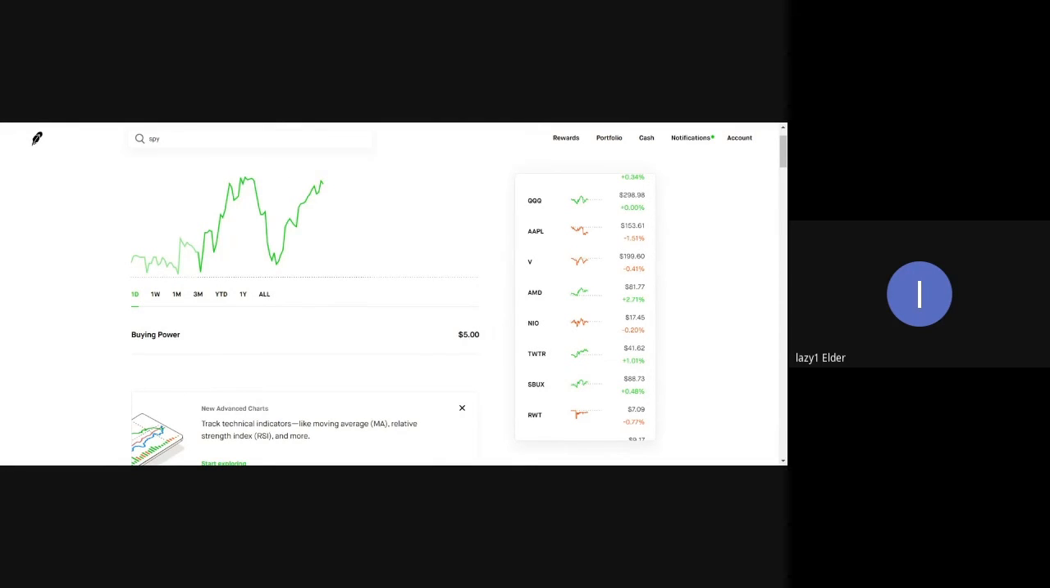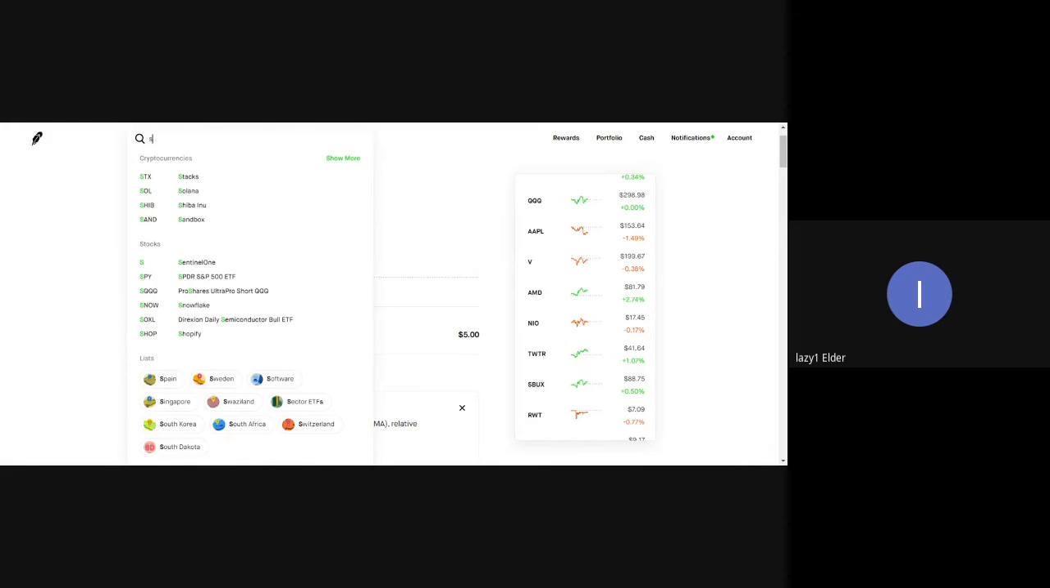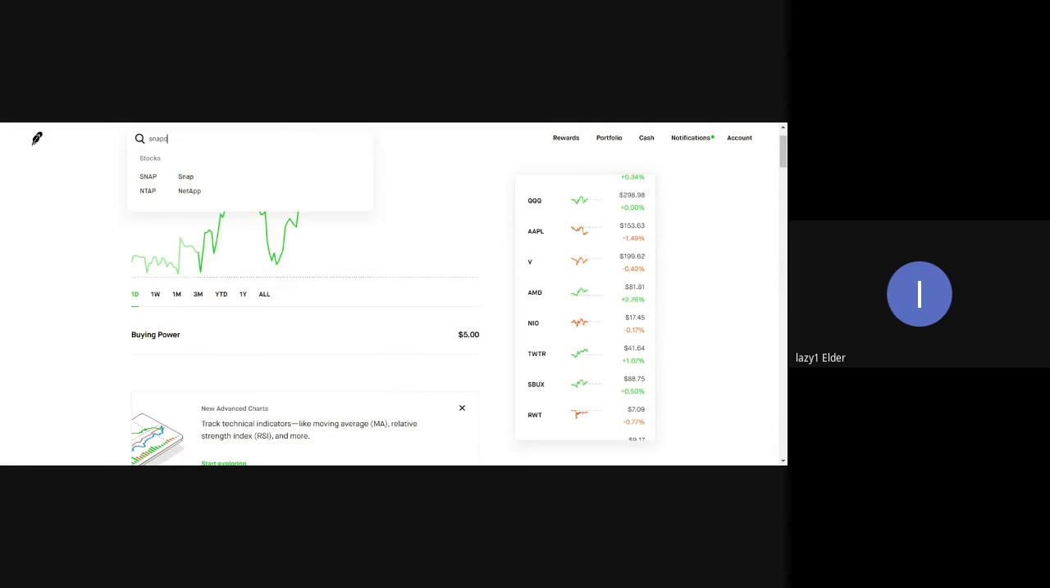So right now, we'll search something up. Of course, you've got your search bar. You don't have to type in the ticker symbol, just type it in as you know it. We can just use Snap as an example. Snap is for Snapchat. Only one thing pops up. Snap.